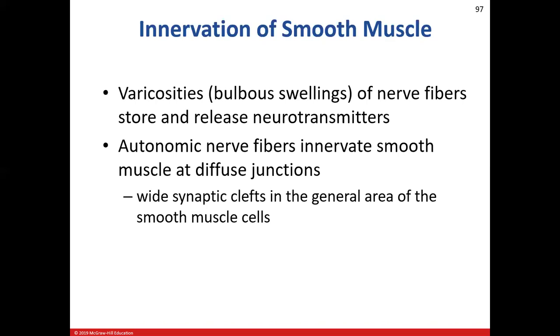Our autonomic nerve fibers are going to innervate smooth muscle at diffuse junctions, and they have very wide synaptic clefts in the general area of the smooth muscle cells. Now, when we talk about autonomic nerve fibers, understand that autonomic means that you don't have control over it, whereas voluntary means you do. So autonomic is essentially involuntary smooth muscle or involuntary tissue, whereas skeletal muscle is voluntary tissue.